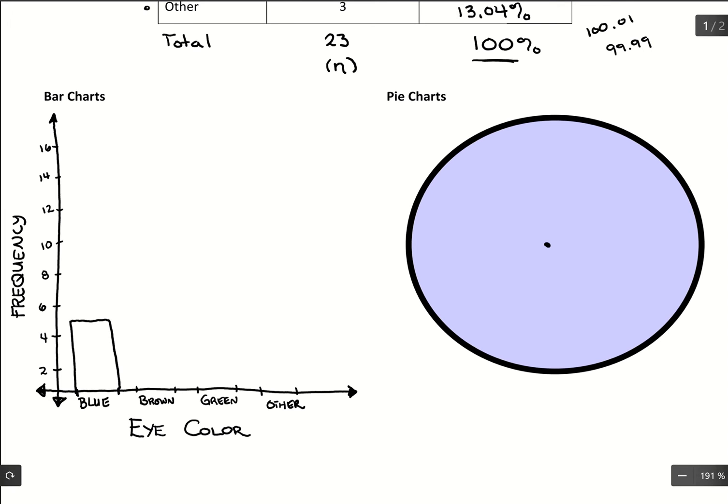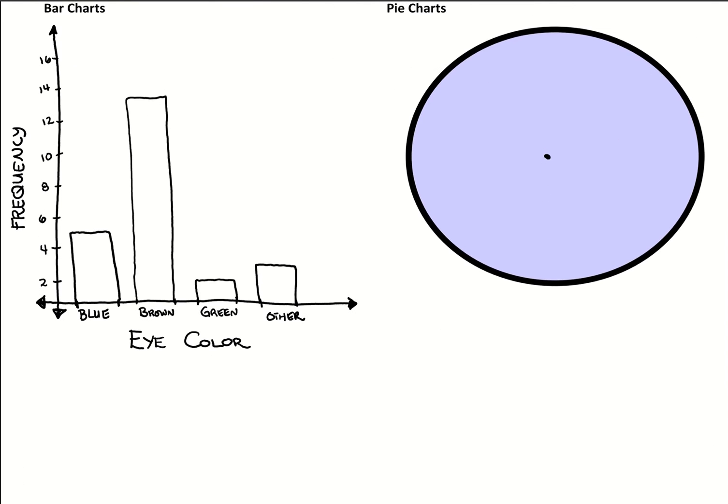And for brown, we had 13, so we want to draw to a height of 13. And for green, we had 2. And other, we had 3. And that's our bar chart. So some key pieces with the formatting of bar charts are the spaces between the bars. And also what you should note is that this could be in any order. If we wrote them in order of green, then blue, then other, then brown, we could have a bar chart that looks different, but as long as you keep the frequencies matching the group, it means the same thing.